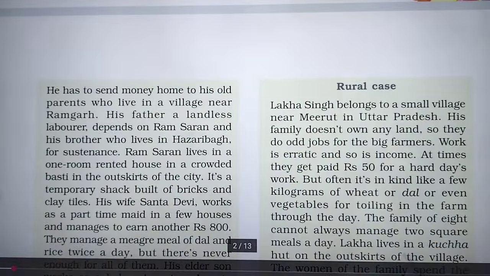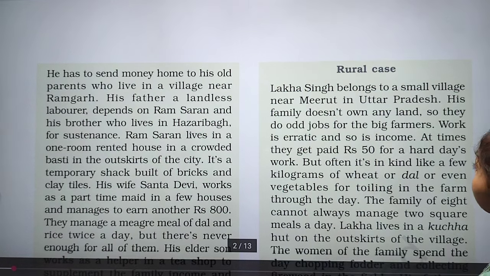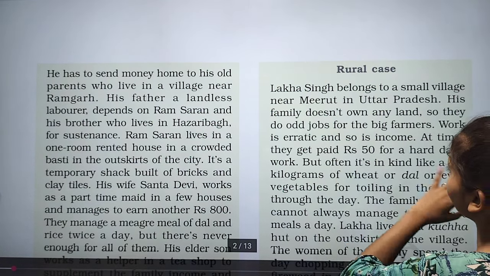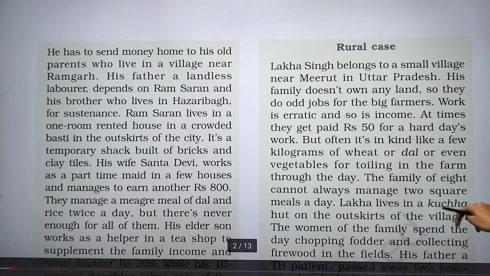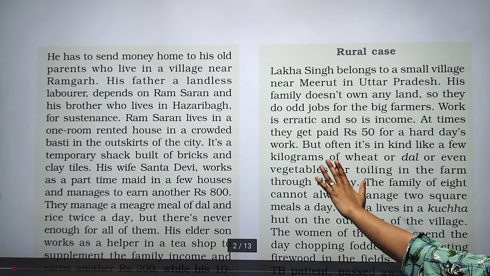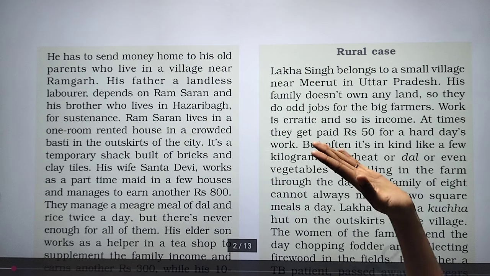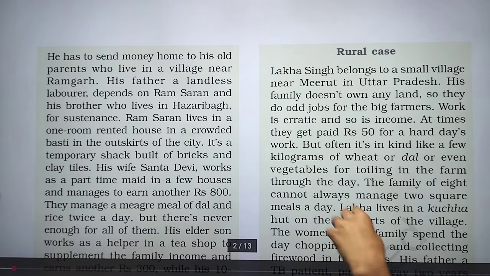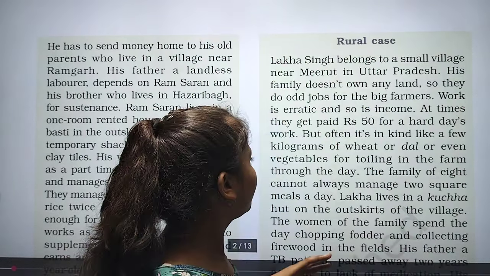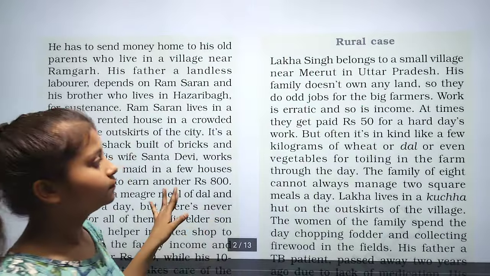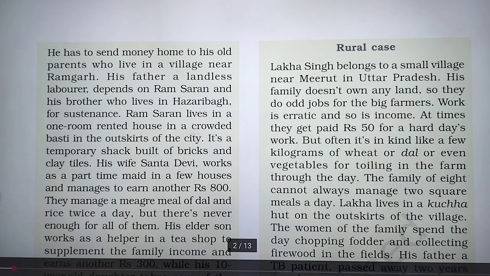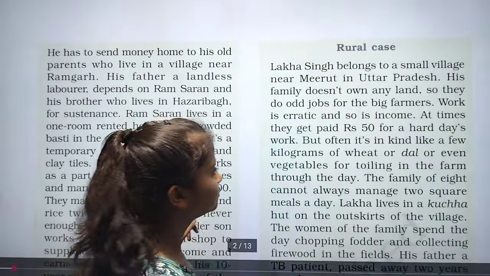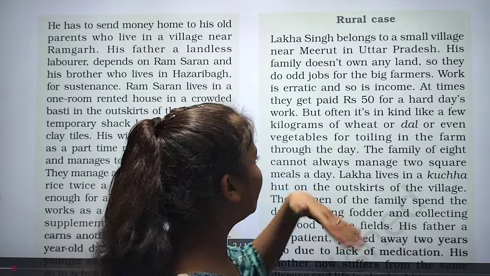Work is erratic, and so is income. At times they get paid rupees 50 for a hard day's work. For a hard day's work he gets paid only 50 rupees, but often it's in kind, like a few kilograms of wheat or dal or even vegetables for toiling in the farm through the day.